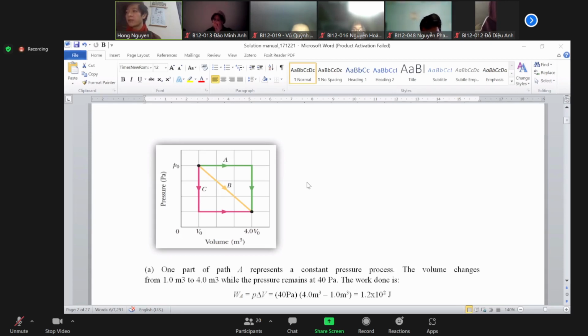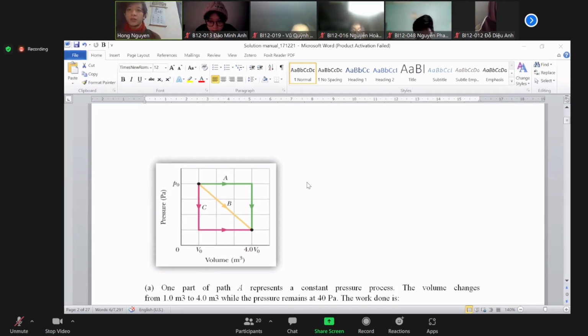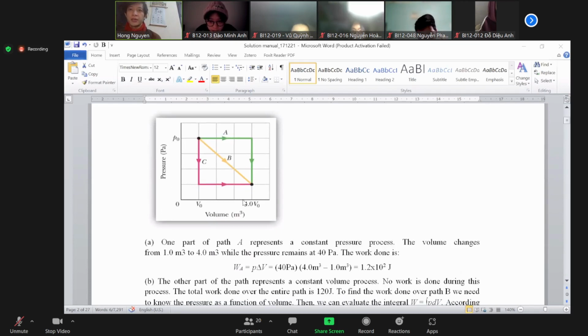So we have the first special case, constant volume, then constant pressure, free expansion, and the adiabatic process. Anyway, even if you do not know that, we can consider it here.